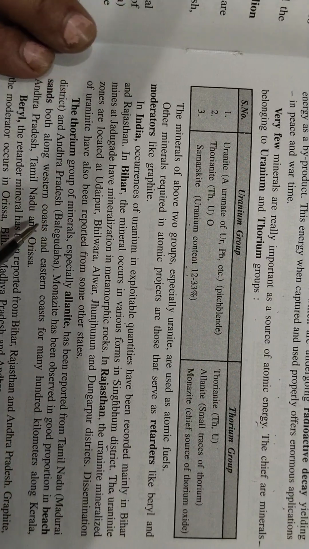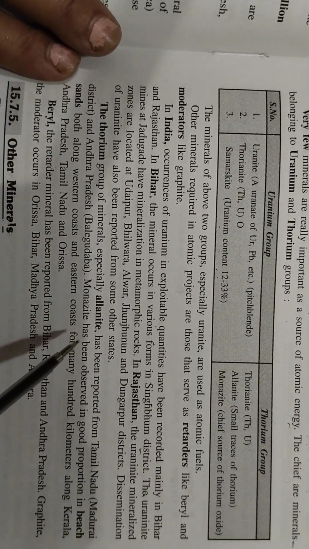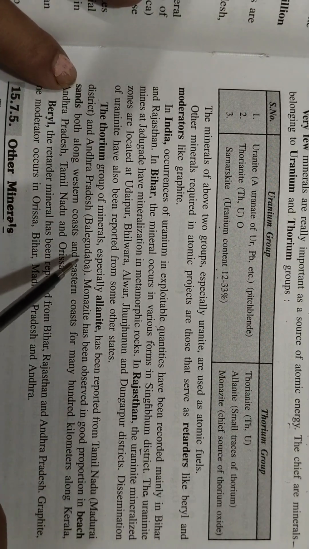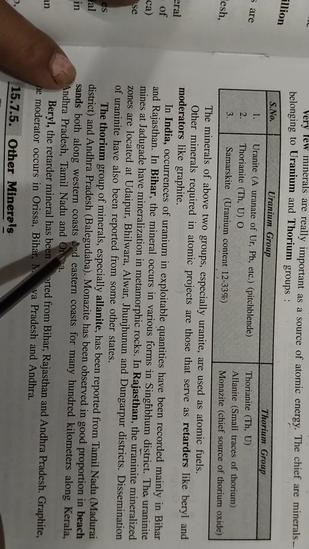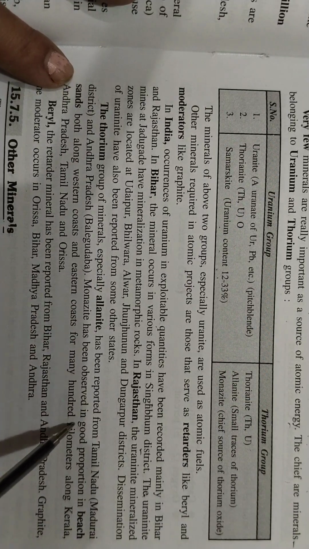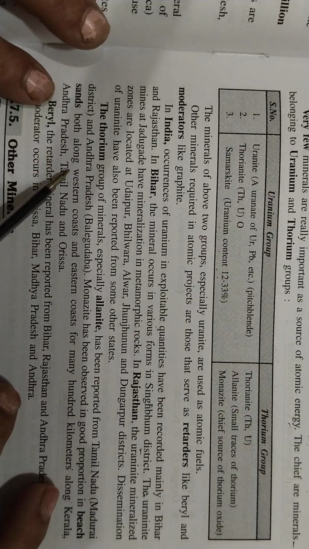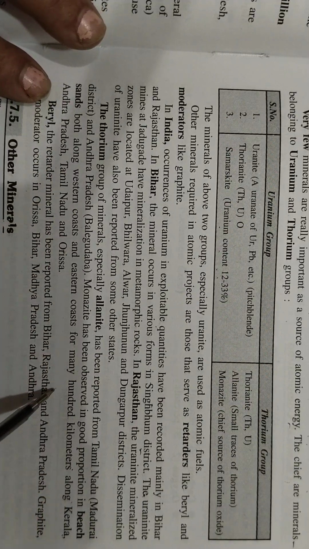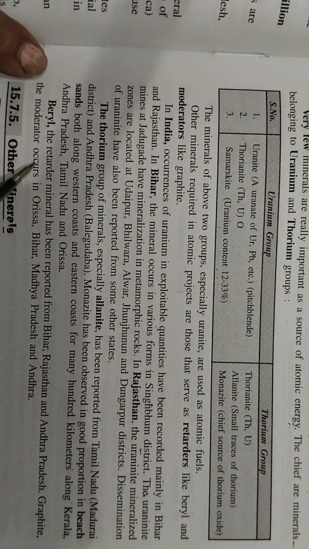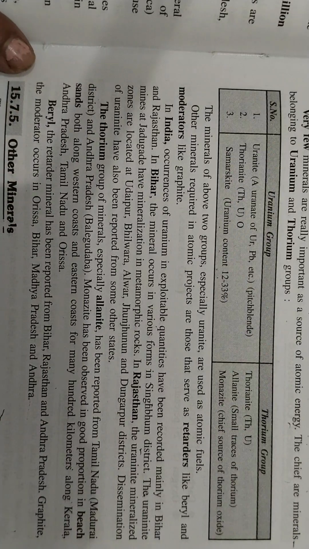The thorium group of minerals, especially allanite, has been reported from Tamil Nadu's Madurai district and Andhra Pradesh. Monazite has been observed in good proportion in beach sands, along both the western coast and the eastern coast, for many hundreds of kilometers along Kerala, Andhra Pradesh, Tamil Nadu and Odisha. Beryl, the retardant mineral, has been reported from Bihar, Rajasthan and Andhra Pradesh. Graphite, the moderator, occurs in Odisha, Bihar, Madhya Pradesh and Andhra Pradesh.